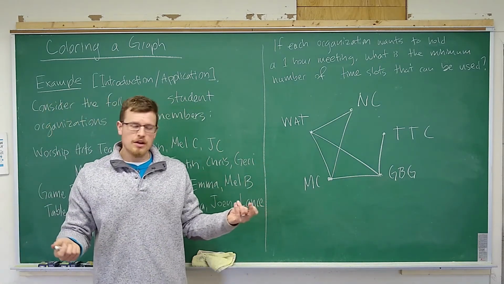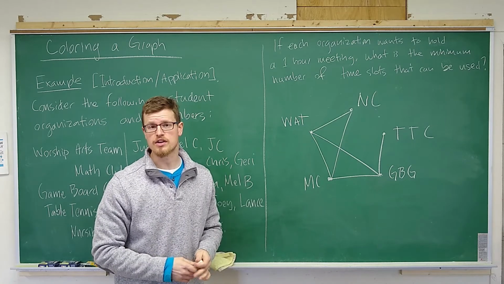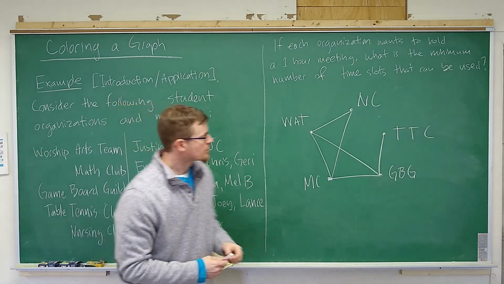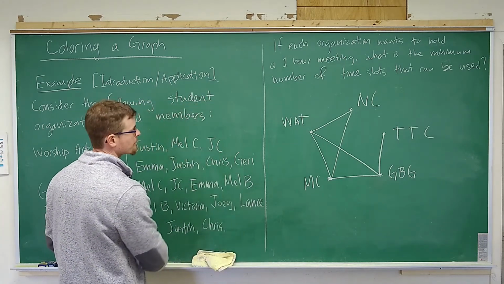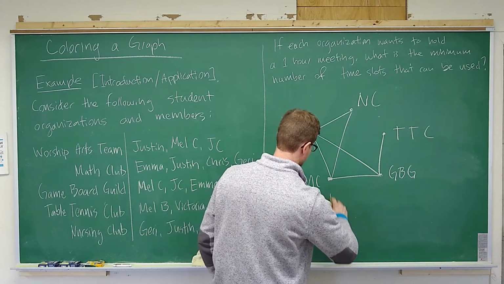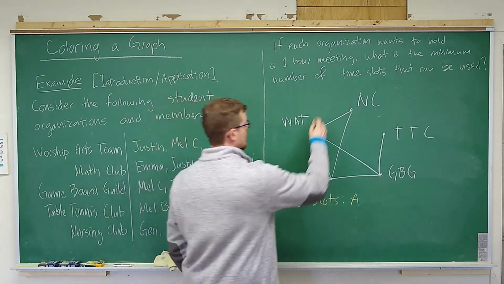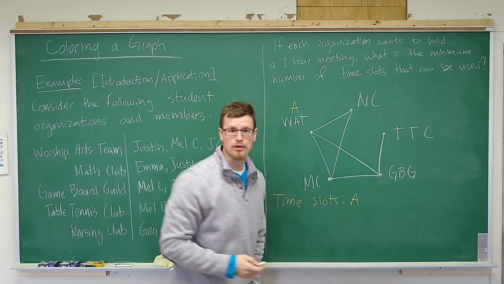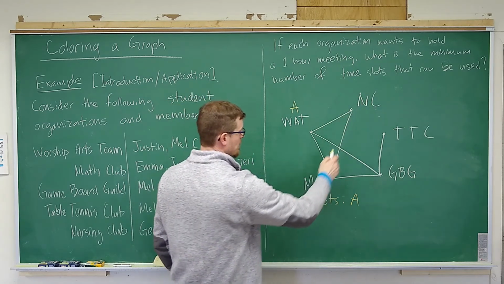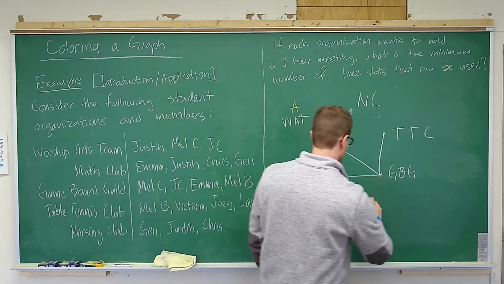Now, what does this mean for us? Well, if two vertices or two organizations are adjacent to one another, and they have members in common, they cannot meet at the same time. So let's say we have a collection of time slots. Of course, we need at least one. So let's start with time slot A and assign time slot A to the worship arts team. Then we know that the nursing club and the math club cannot meet at time A. So we need at least one more.